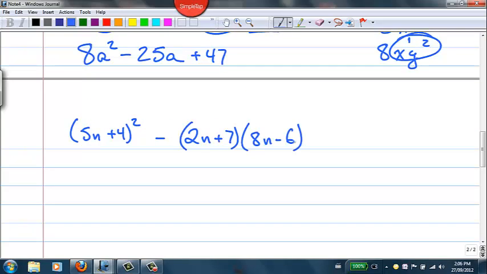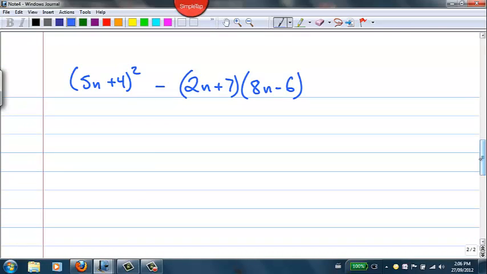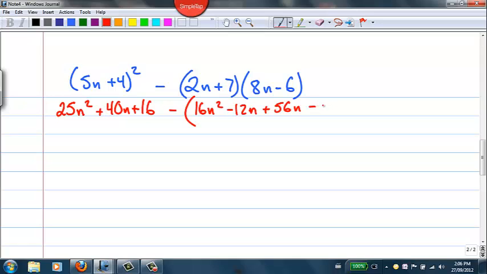(5n plus 4) squared minus (2n plus 7)(8n minus 6). So I'm going to expand the 5n plus 4 squared with that shortcut that we did, and then we're going to multiply the two binomials over on the right hand side using the regular FOIL process.